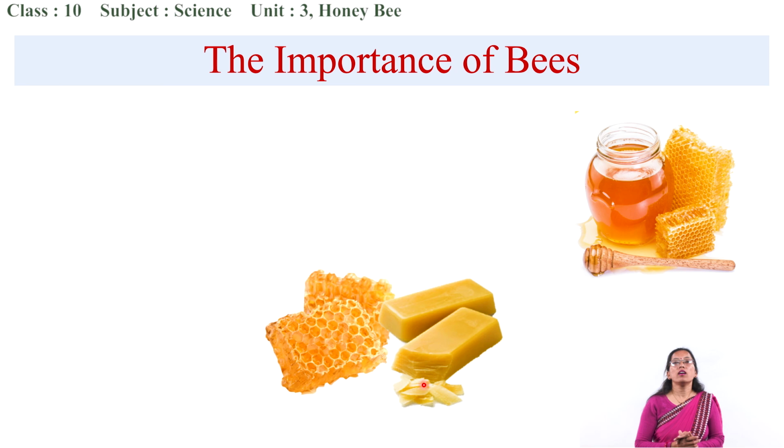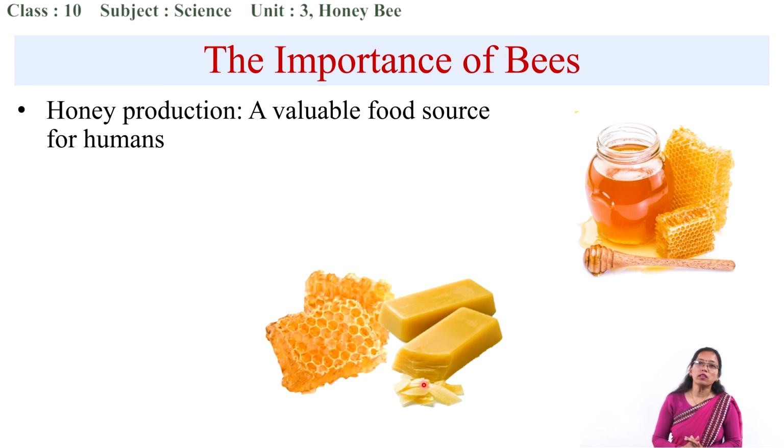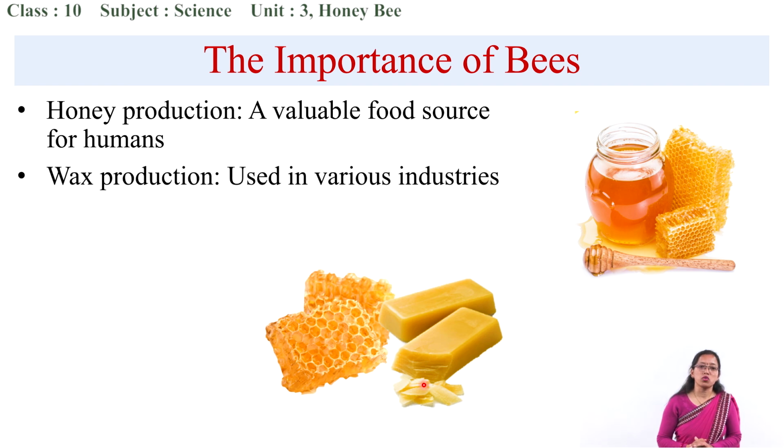Next one is the production of honey. You can see here honey production. Another importance of the honeybee is honey production, which is a very valuable source of food for human beings, providing various types of nutrients required for human beings. And wax production. This wax is also produced by the honeybee, and it is used in various industries, especially the cosmetic industry.